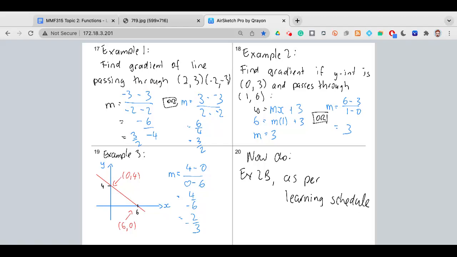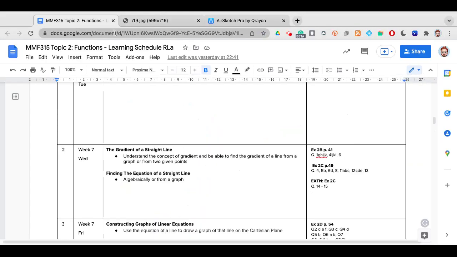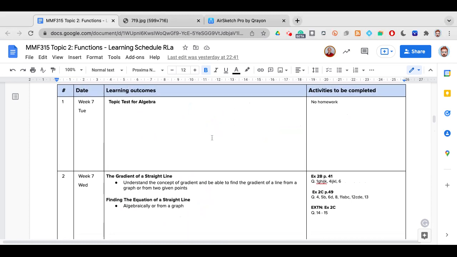That's it. So we are running a little bit behind schedule. I wanted to go a little bit further than this. That's okay though, because I front-ended with some stuff about functions I don't normally do. So for this lesson and for homework, please, which shouldn't be too much of a trauma, because you've got all the way till Friday to do it, complete exercise 2B as per the learning schedule. The learning schedule is on Google Classroom. It was posted about 9:30.